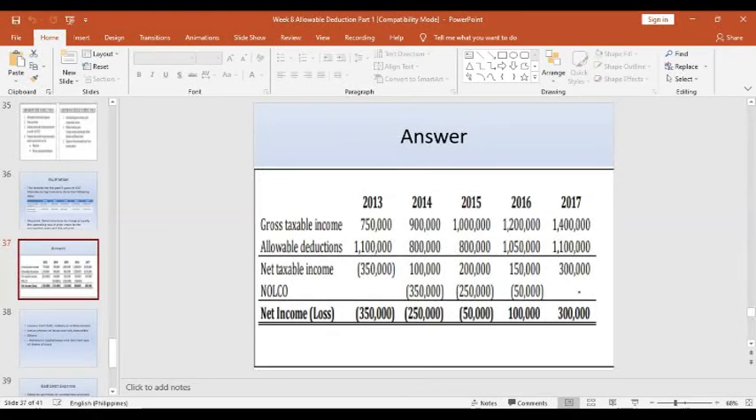In the following year, the net loss of the previous year will be the net operating loss carryover to be deducted in the current year. So in 2014, the net taxable income is 100,000, less the NOLCO of 350,000. So the net loss is still 250,000.